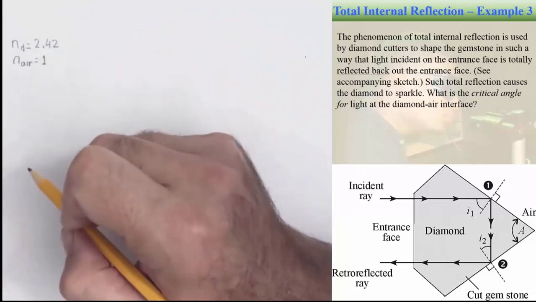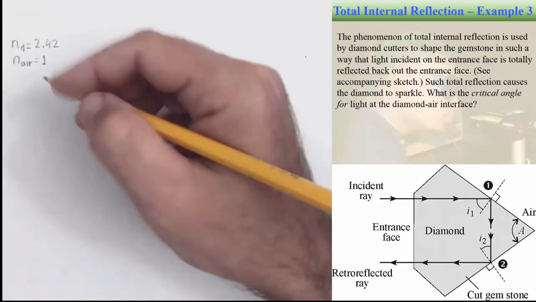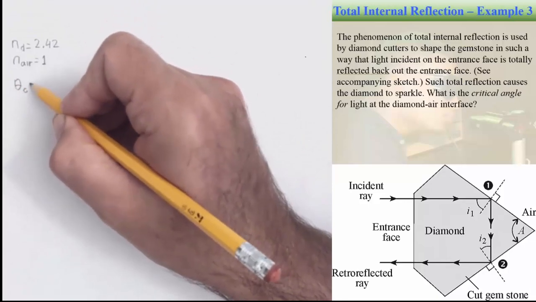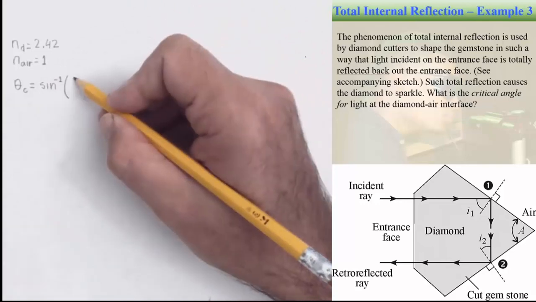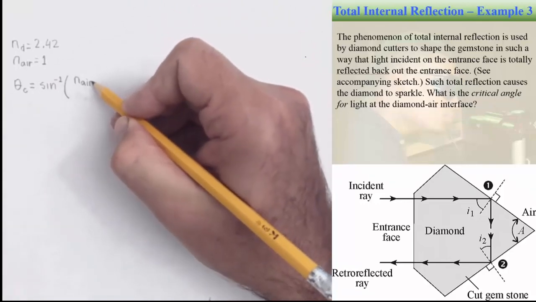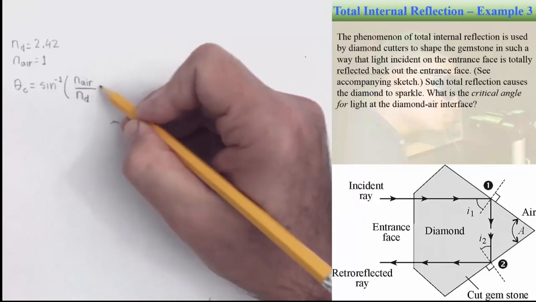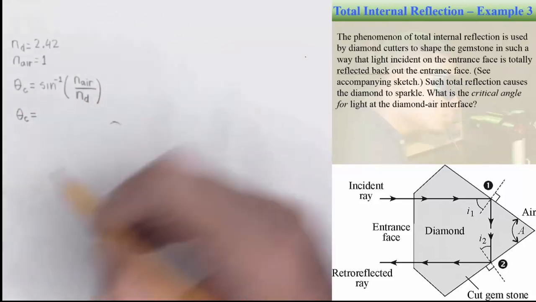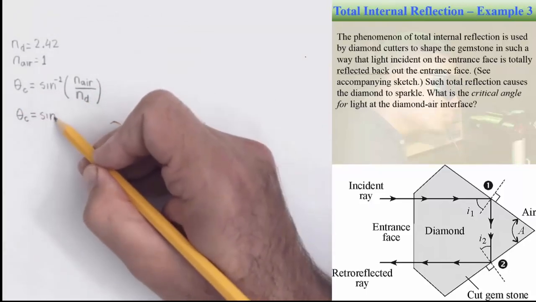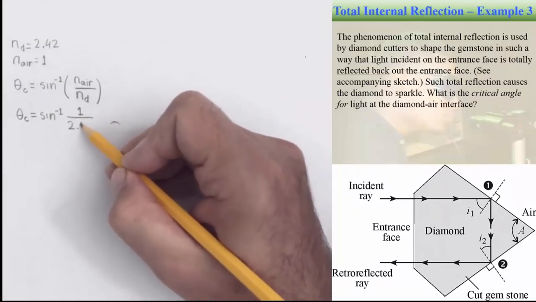And then in order to calculate the critical angle for the case of a diamond, we need the formula presented on the previous slide. So theta critical equals inverse sine of the index of the second medium, which in our case is air, over the index of refraction of the first medium, which in our case is a diamond. So it's just a matter of substituting these two values and then doing the calculation. So inverse sine of the index of air being 1 over the index of diamond being 2.42.